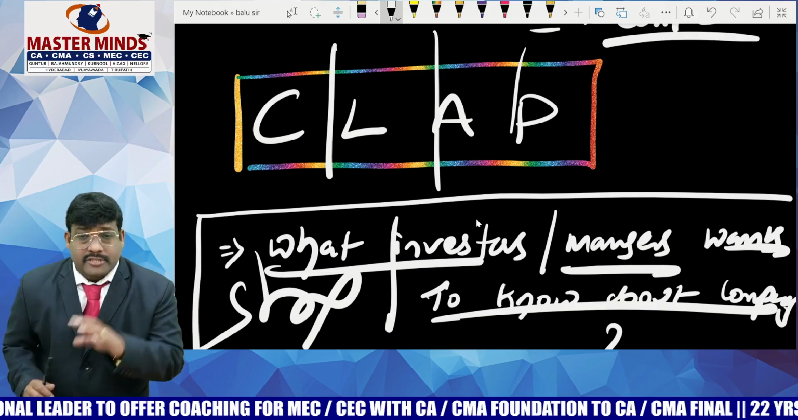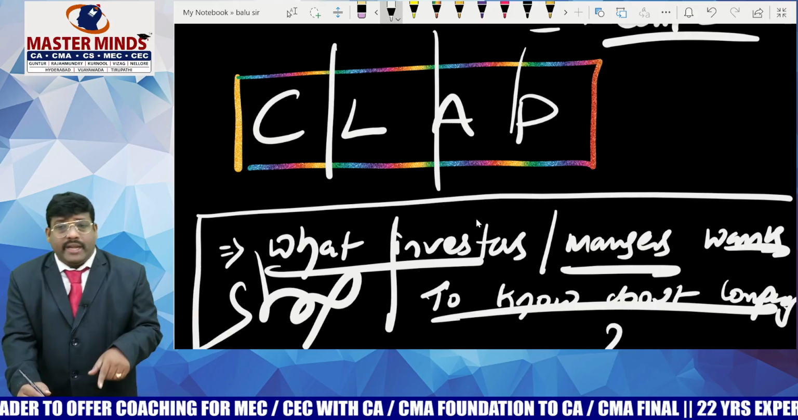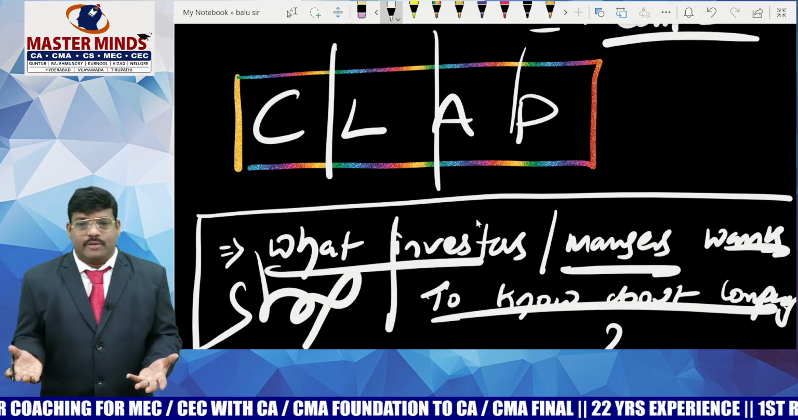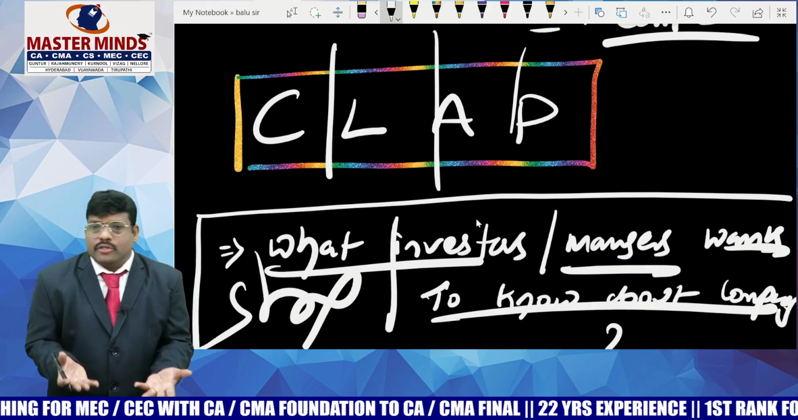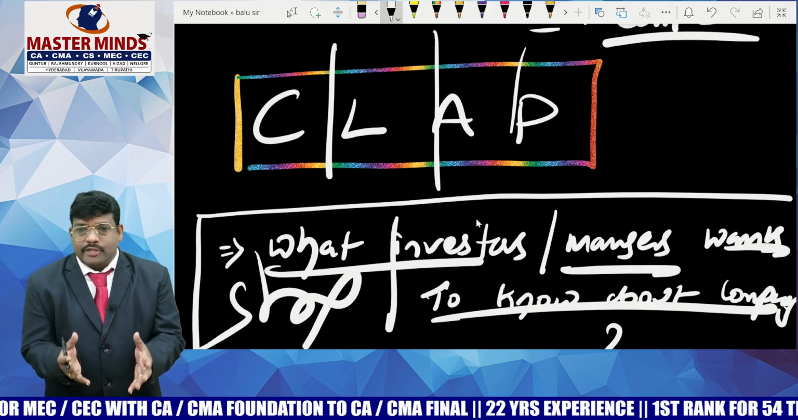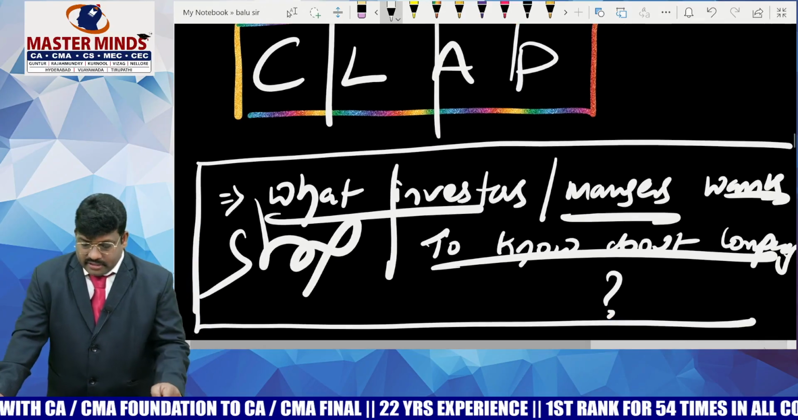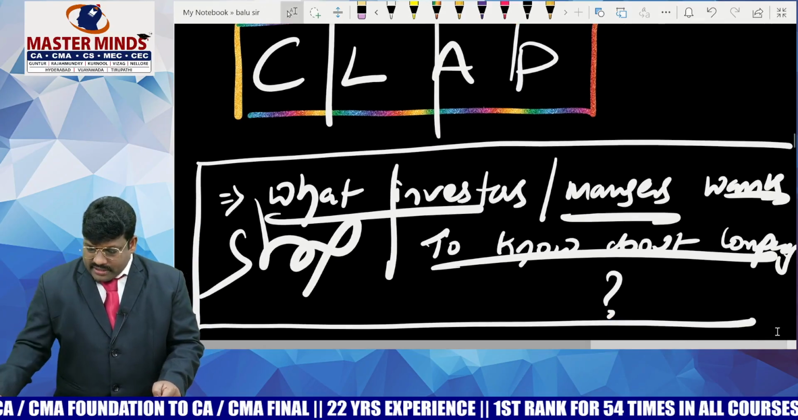That is capital structure ratios, liquidity ratios, activity ratios, and profitability ratios. Every individual wants to know these. So these are the ratios. Keep them in mind and make your study based on that.